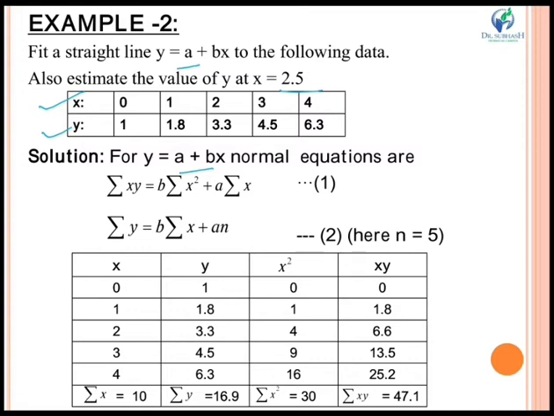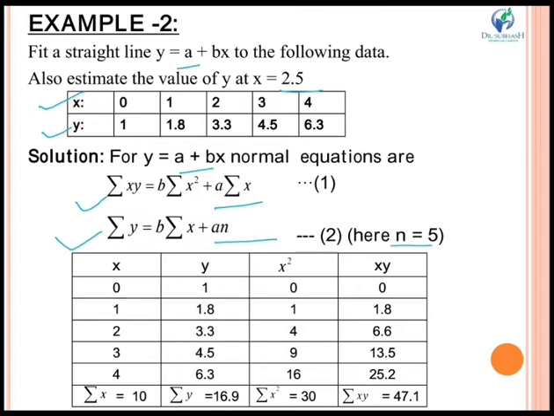So my normal equations will be sigma xy equal to b into summation x square plus a summation x. And the next equation will be summation y equal to b summation x plus a n. Here there are 5 values given to us, so n will be equal to 5.